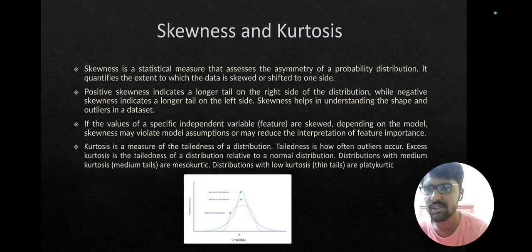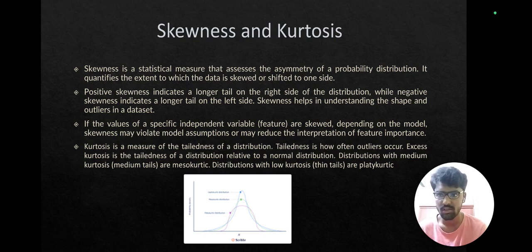Skewness and kurtosis. Skewness is a statistical measure that assesses the asymmetry of a probability distribution. It quantifies the extent to which the data is skewed or shifted to one side. Positive skewness indicates a long tail on the right side of the distribution, while negative skewness indicates a longer tail on the left side.